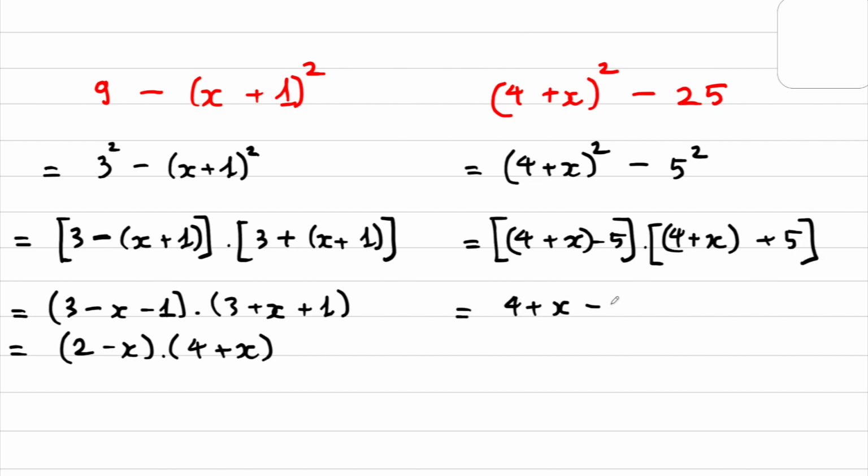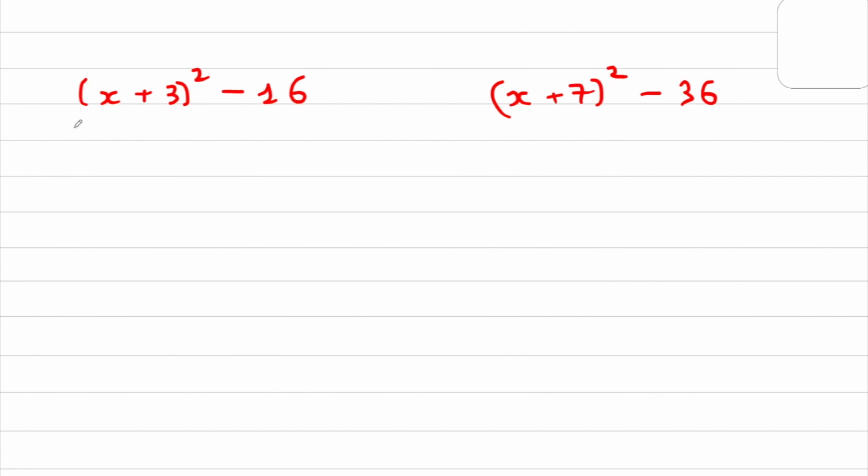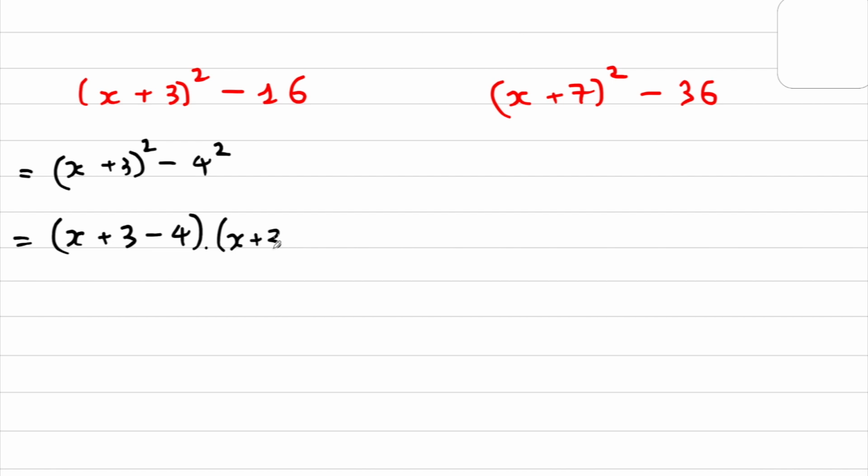And expand the first bracket, you got this one. And expand the second one, you got here. So simplify, you got h minus 1 for the first bracket and h plus 9 in the second bracket. We finished factorizing for this question. Continue for this form, h plus 3 square minus 4 square. And in here, h plus 3 minus 4, that is the first bracket. And the next one is h plus 3 plus 4 here. And now simplify the expression inside each bracket.